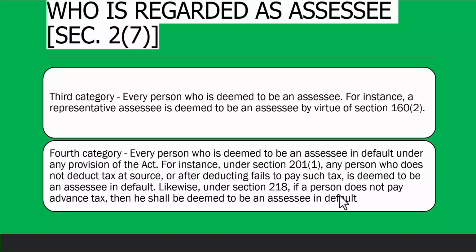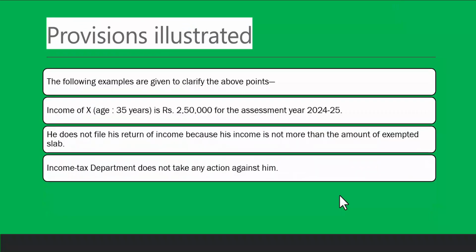For example, every person who is deemed to be an assessee in default under any provision of the Act, for instance, a person who does not deduct tax at source. Now, we'll understand all these through examples. Okay, then I'll explain. First, read this.